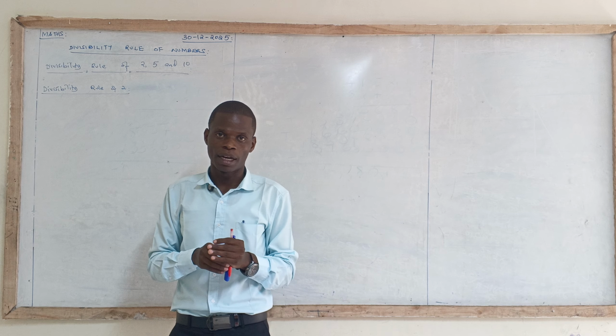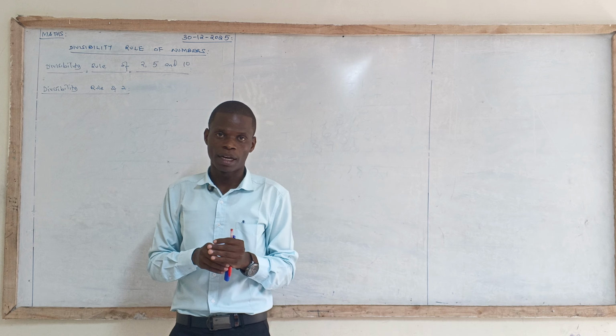B, what do I have as B? We have 872,550. So this is a 6-digit number, but we are not scared. Why? We have been told that a number is divisible by 2 if the last digit is even. So no matter how long the number is, look at the last digit.